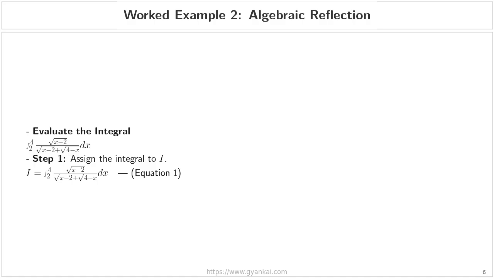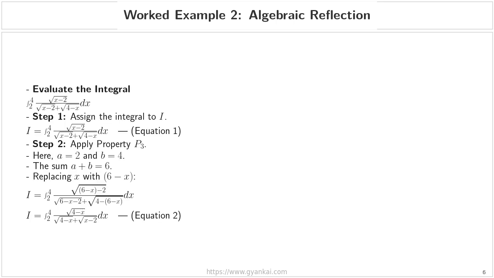Step 1, as we discussed with the previous example, the first thing we do is assign our integral to a variable. In this case, we'll call it I. So, we write I equals the integral from 2 to 4 of square root of x minus 2 divided by square root of x minus 2 plus square root of 4 minus x, and we label this as equation 1. This is just a standard practice to keep things organized.